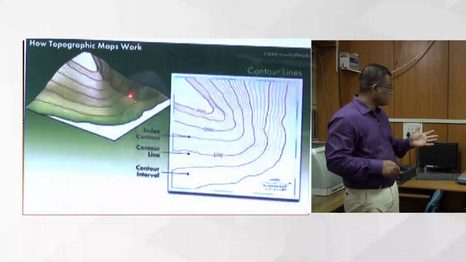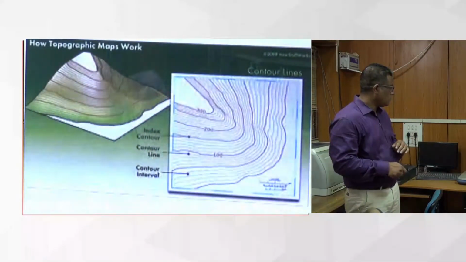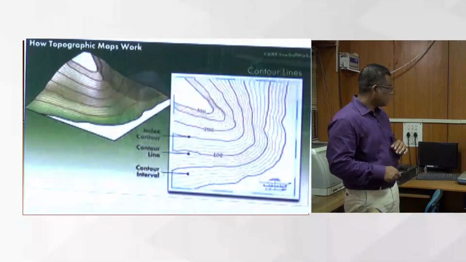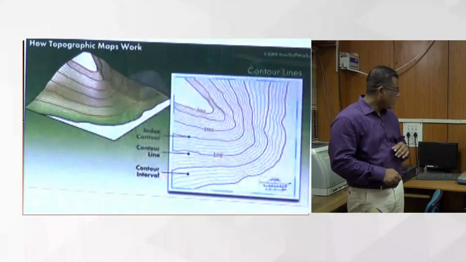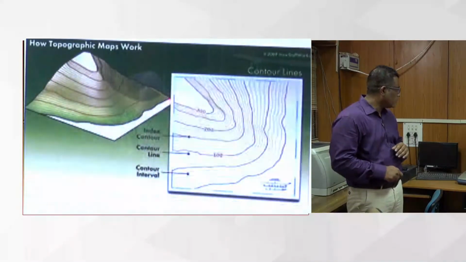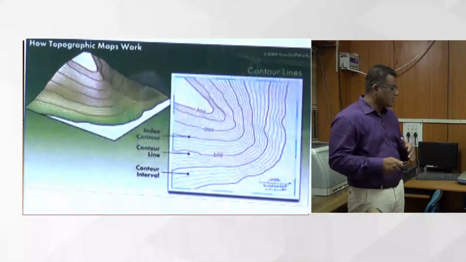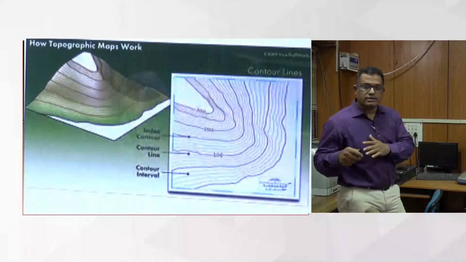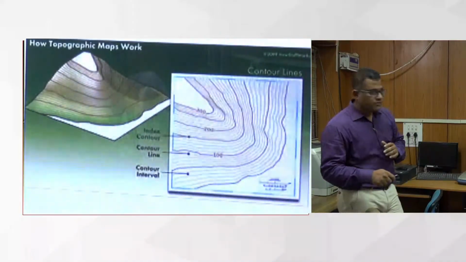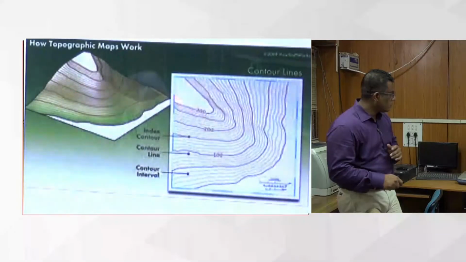Same example, it is clearer here. Here what we have done is first you have to fix a contour interval, and after fixing the contour interval, at each interval you draw the contour lines, that is the line joining points of the same elevation. These are the elevations for this map.